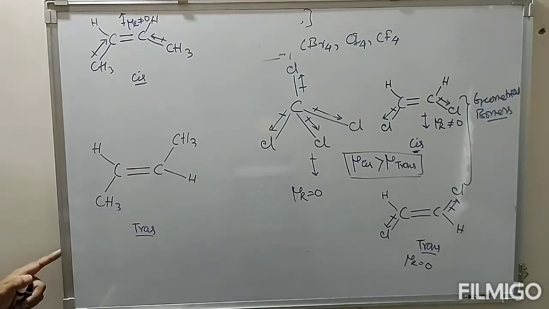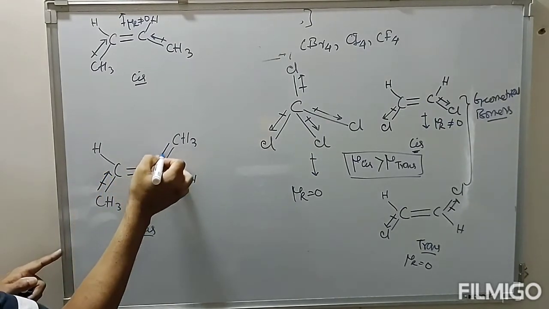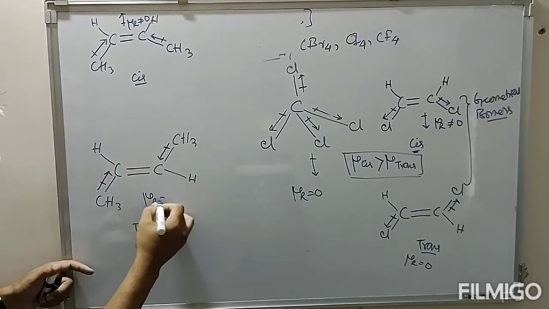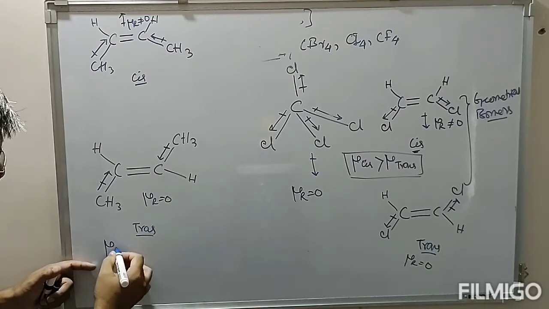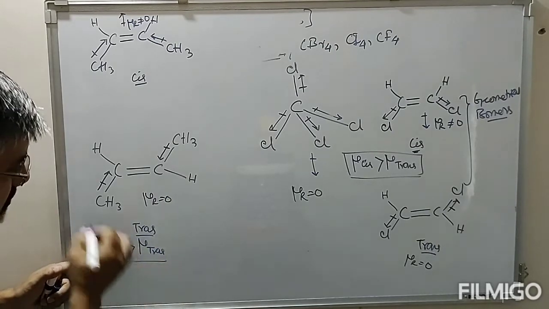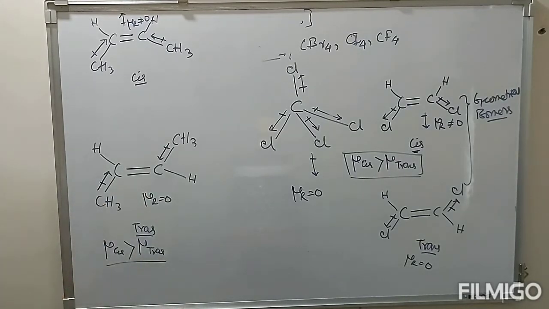Take another case, trans. So we have this dipole. We have this dipole. The two dipoles are in opposite direction, so the resultant is 0. So I can look at this. The dipole moment of cis is greater than the dipole moment of the trans isomer. So this is how we can differentiate between geometrical isomers.